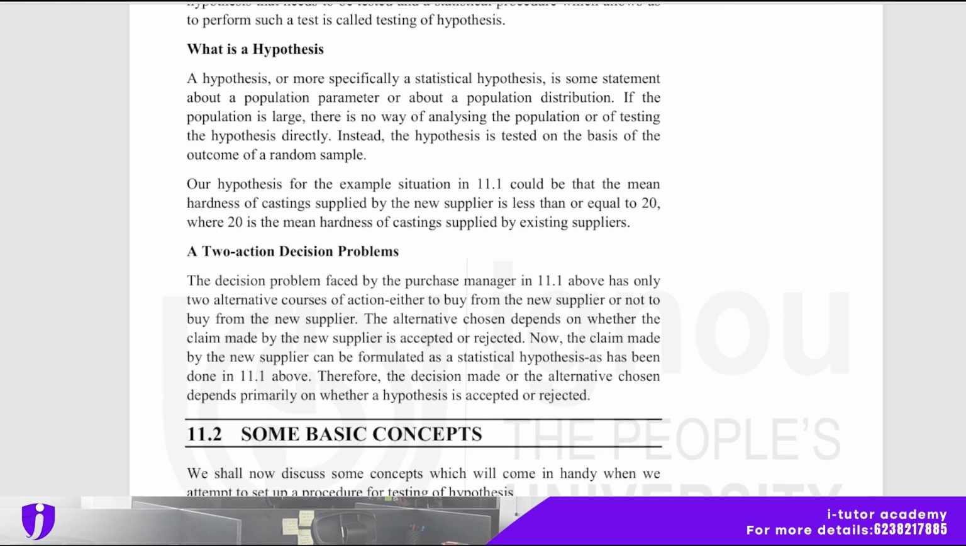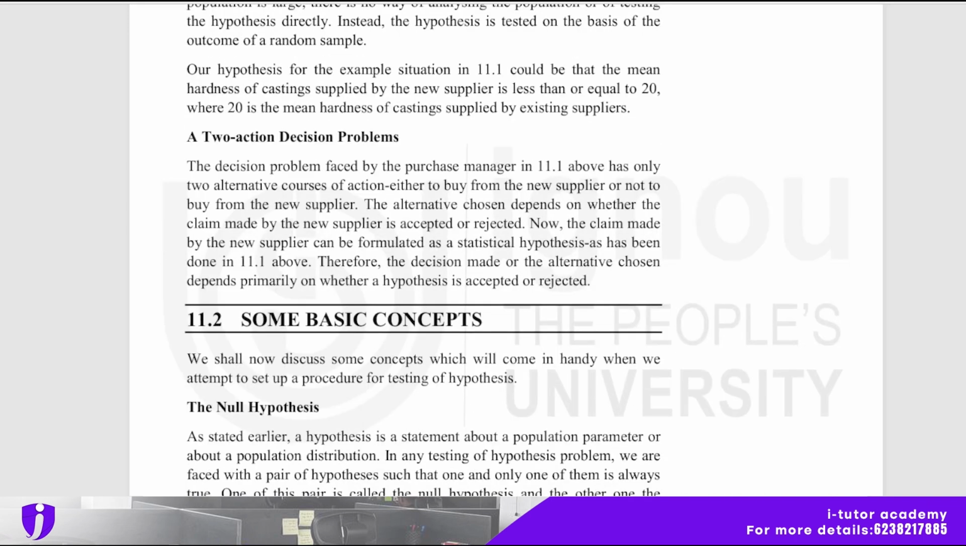What is a hypothesis? A hypothesis, or more specifically a statistical hypothesis, is some statement about the population parameter or about a population distribution. If the population is large, there is no way of analyzing the population or of testing the hypothesis directly. Instead, the hypothesis is tested on the basis of the outcome of a random sample. Our hypothesis for the example situation 11.1 could be that the mean hardness of castings supplied by the new supplier is less than or equal to 20, where 20 is the mean hardness of castings supplied by existing suppliers.